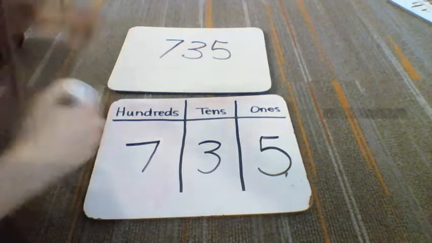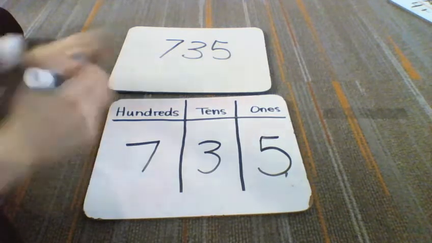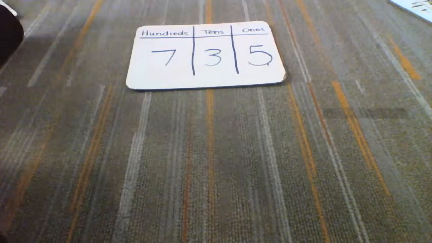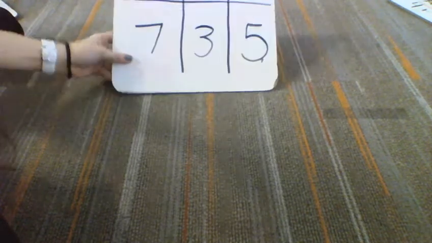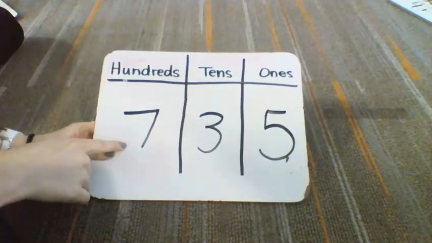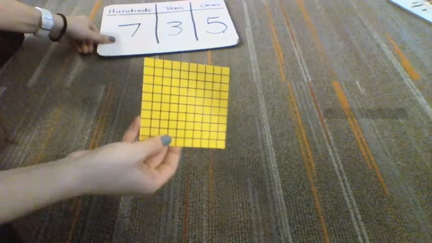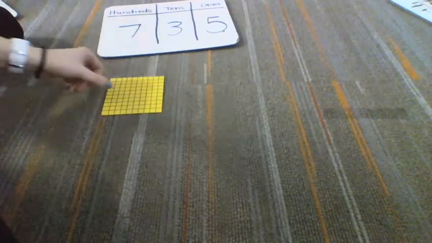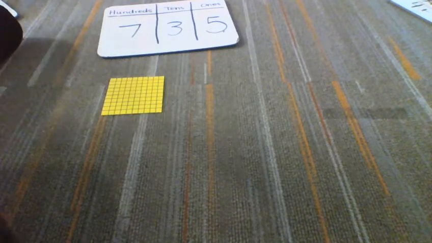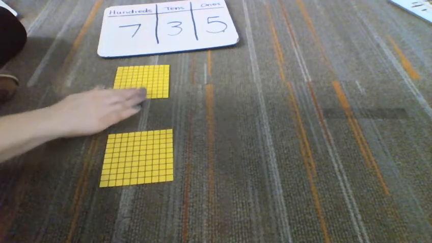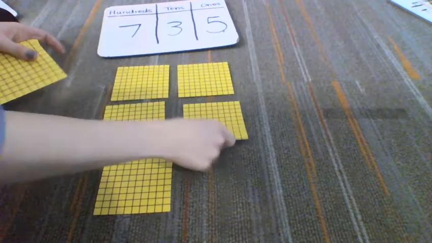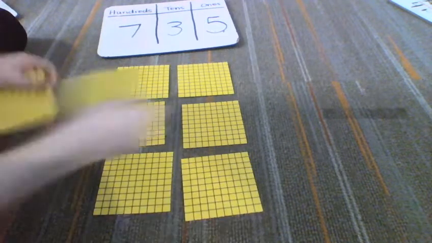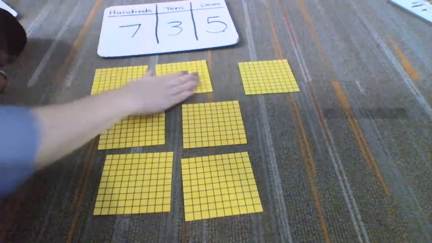I'm also going to use the pieces to help us. So we have how many groups of 100? 7. We have 7 groups of 100. So I'm going to count out 7 of these. So 1, 2, 3, 4, 5, 6, 7. So we have 7 groups of hundreds.